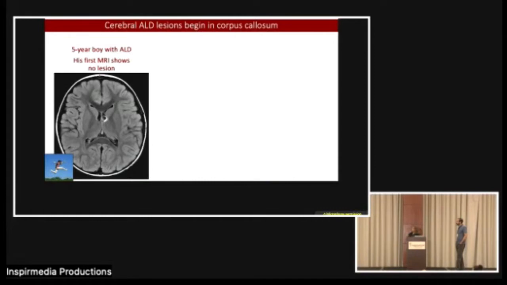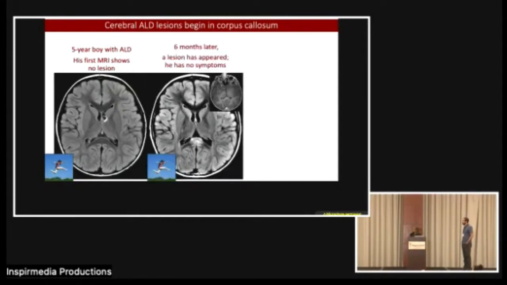For example, this is a 5-year-old boy with cerebral ALD. His MRI is very normal, and the phenotype is completely normal. You see here, the white matter is normal. But after 6 months, we can see a lesion in the white matter. This white spot is a lesion, and it's very progressive during the 6 months. But the phenotype is still normal, with no disability.